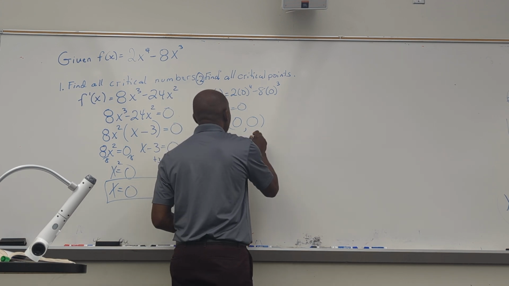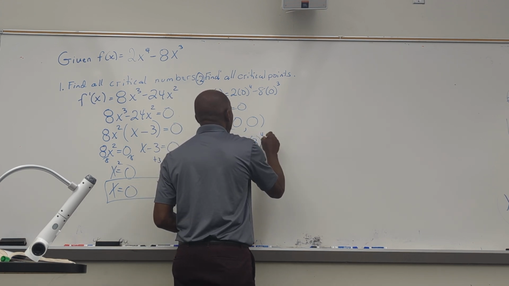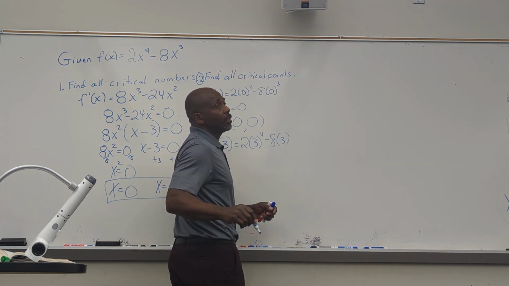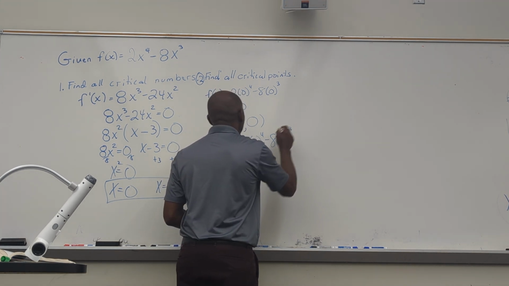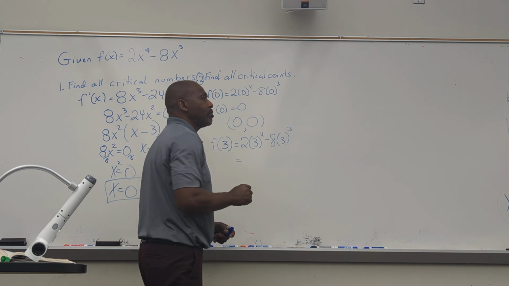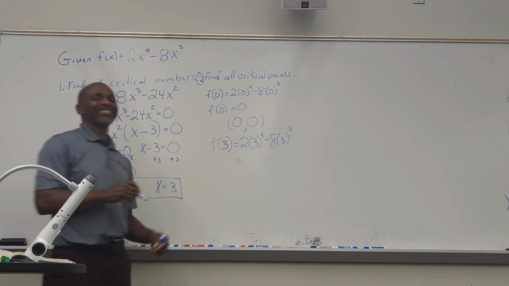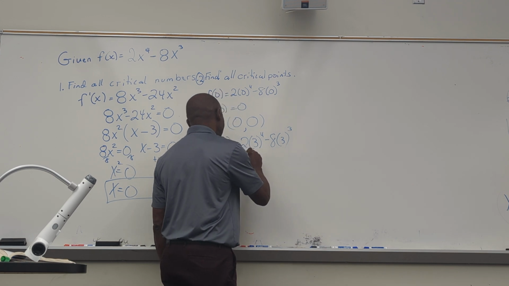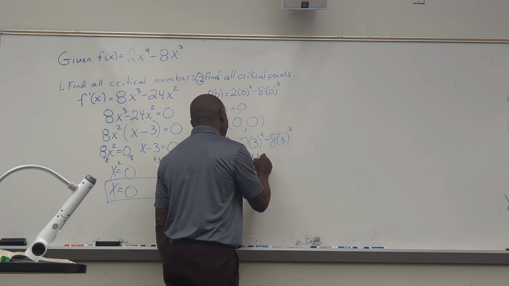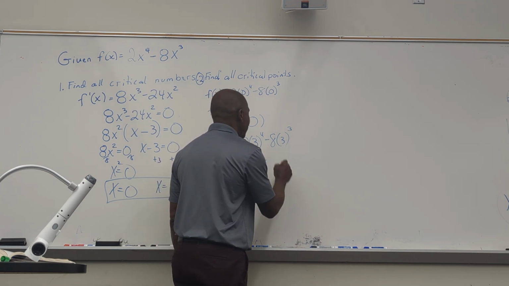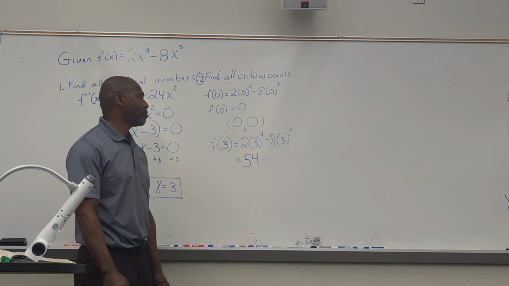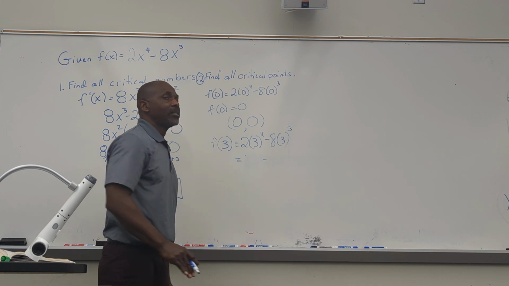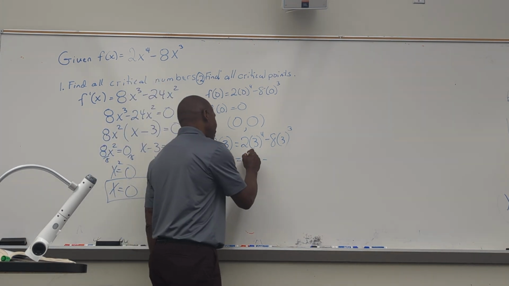So that's 2 times 3 to the 4th minus 8 times 3 to the 3rd. So that's 2 times 3 to the 4th. What's 3 to the 4th? 27. And what's 2 times 27? Someone said 54, minus, what's 3 cubed? No, 3 to the 4th is not 27. It's 81. It's 81, so this should be 1 what?